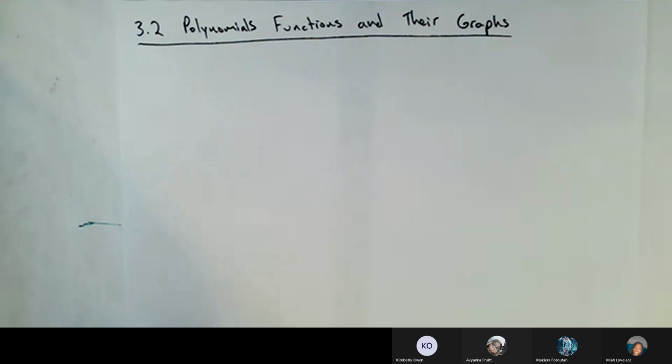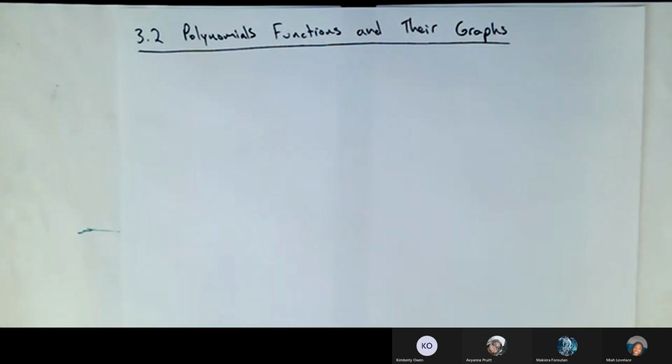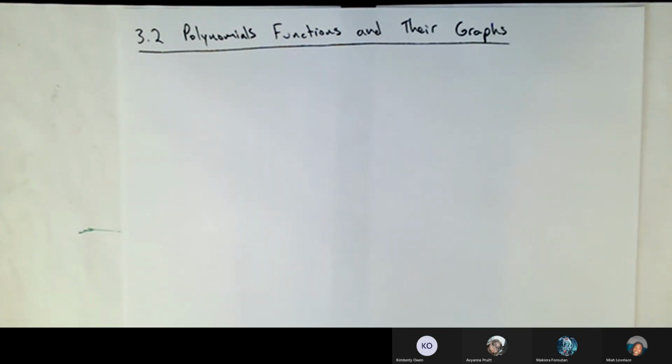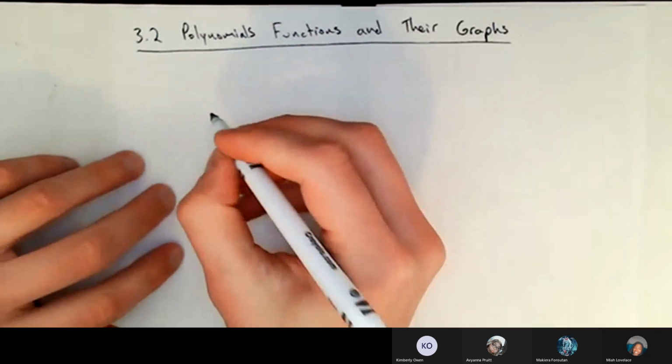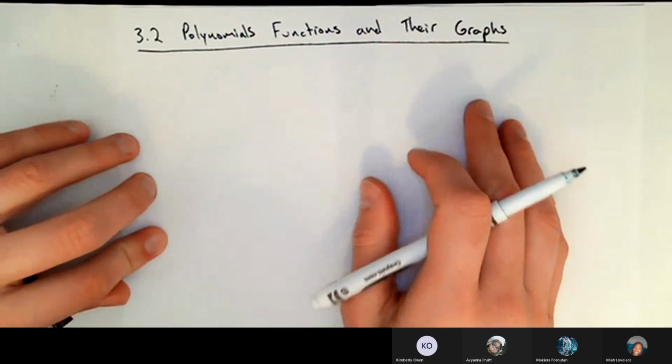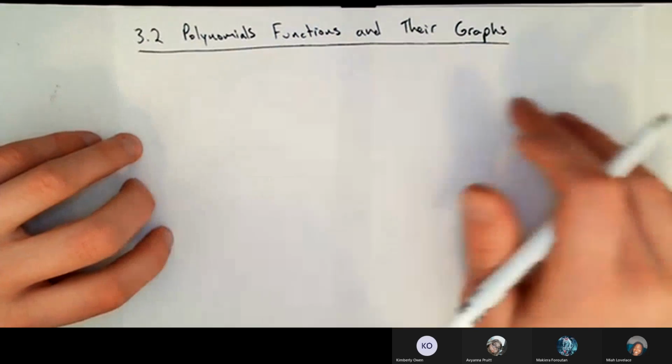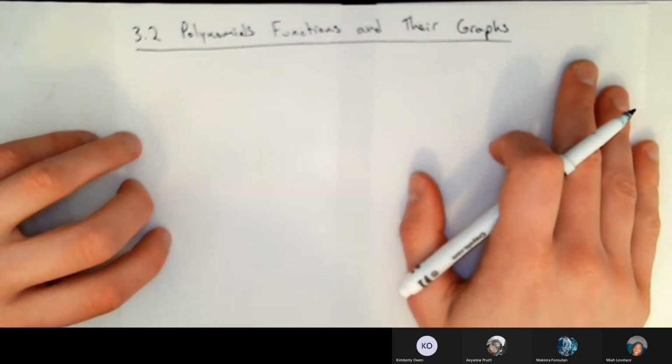Let's move into polynomial functions and their graphs. So now we're extending beyond quadratic functions, because 3.1 was quadratic functions and their graphs, basically. So now we want to look at polynomial functions in general. A quadratic function, recall, was just a degree 2 function, so we could write it as ax squared plus bx plus c. That's its most basic general form.